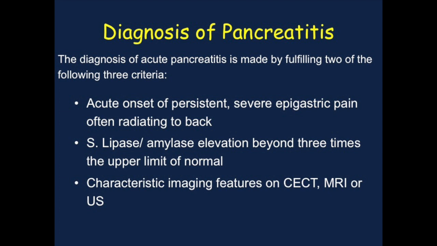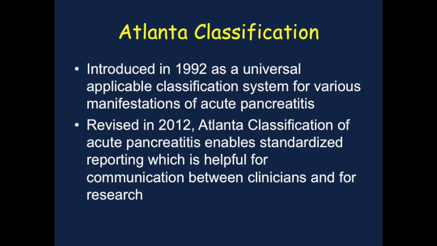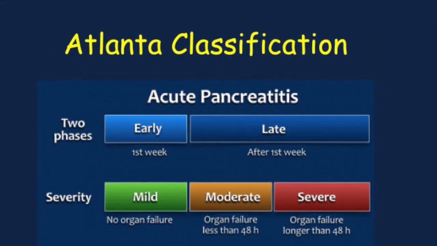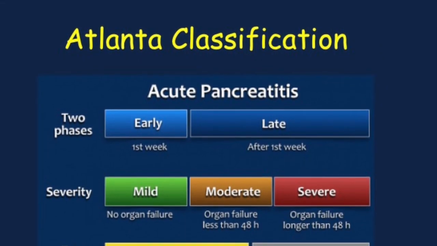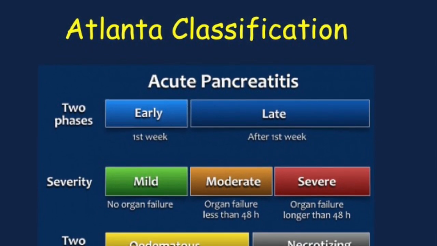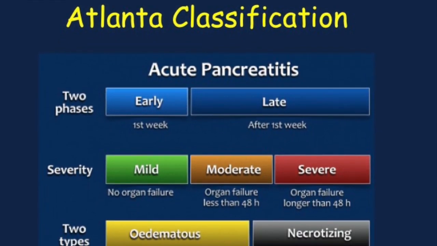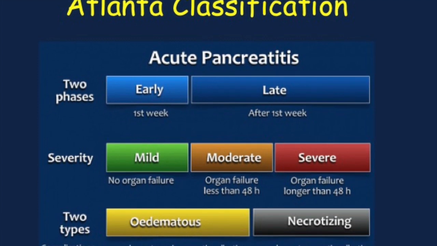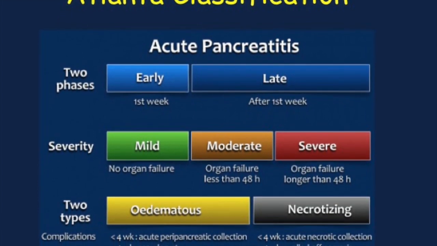The imaging of acute pancreatitis now revolves around the Atlanta classification, which was introduced in 1992 and revised in 2012. It enables standardized reporting, which is helpful for communication between clinicians and for research. It divides acute pancreatitis in 2 phases, early phase and late phase. It grades the severity of pancreatitis in mild, moderate and severe depending on the organ failure.